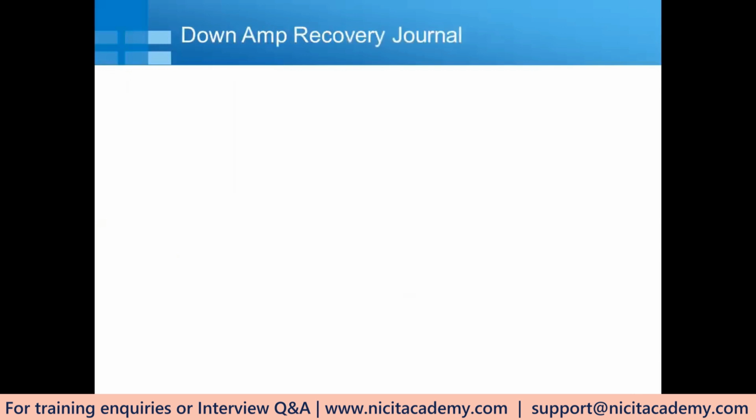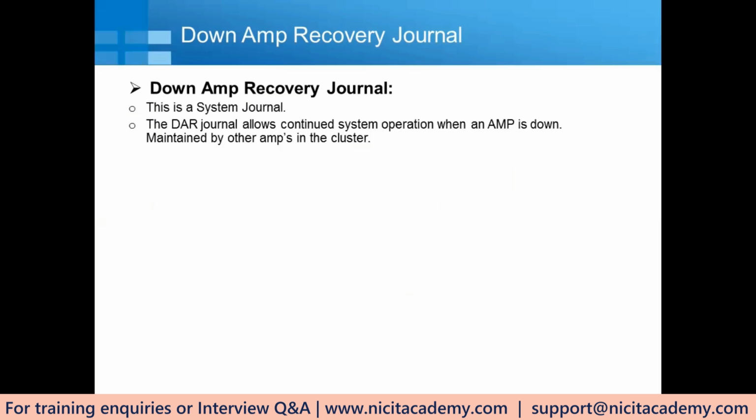So the next one is the down AMP recovery journal. So what is that down AMP recovery journal? This is also a system-maintained journal. As I told, whenever you are enabling a fallback table, the image will be taken in another AMP. Okay. So the down AMP recovery journal allows continued system operation when one AMP is down. The image will be maintained by another AMP in the same cluster. Multiple AMPs together are called a cluster. So down AMP recovery journals are applicable for tables created with fallback.